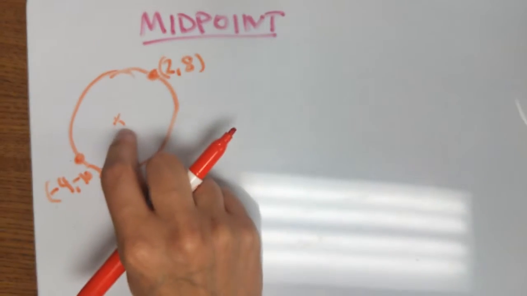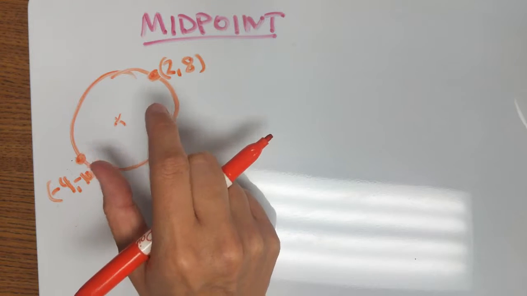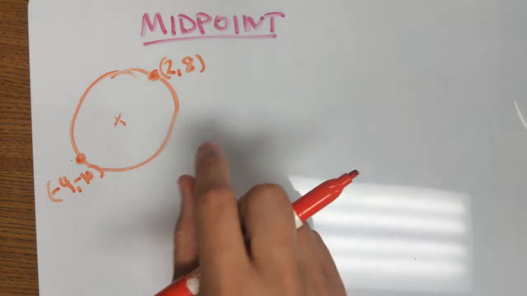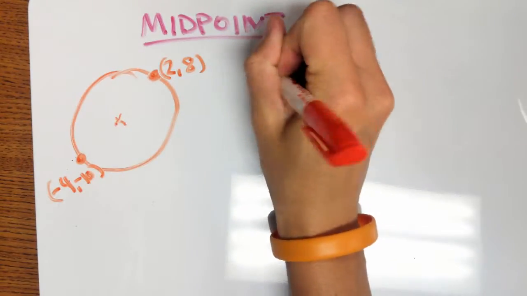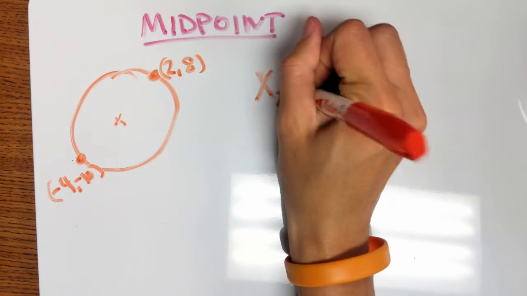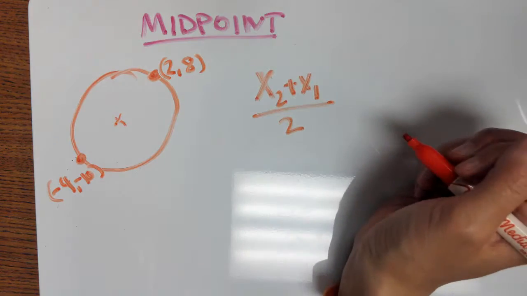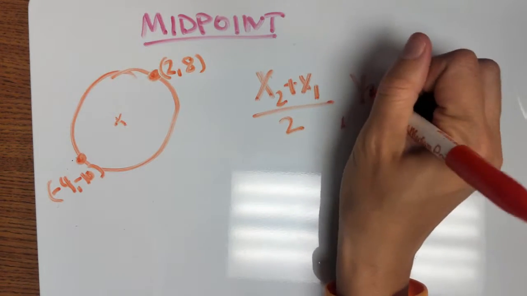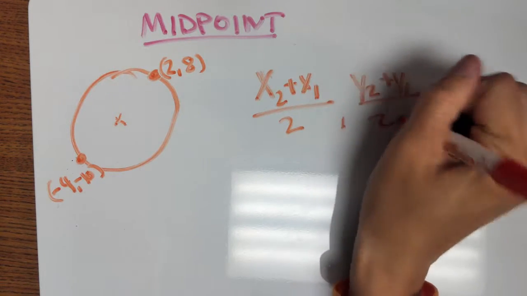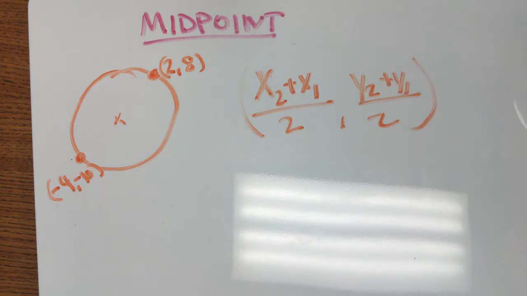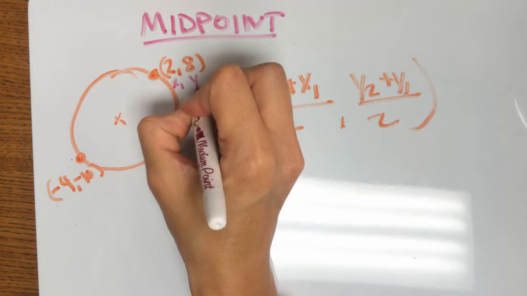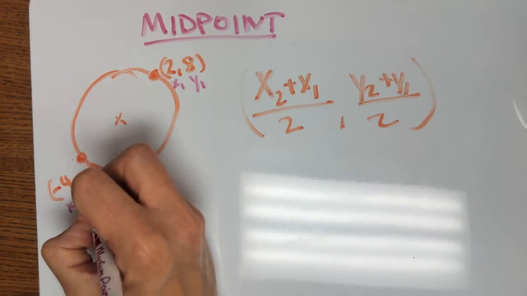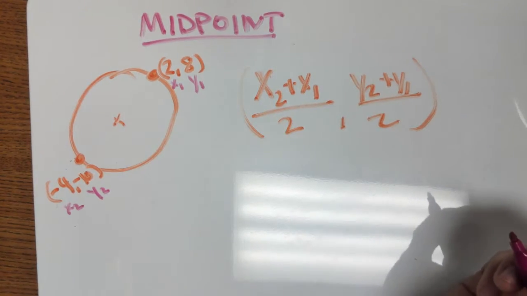The midpoint here would be the average of the x's and the average of the y's. And if you're finding the average of two numbers, you add up your x's, so x2 plus x1, and you divide it by however many. So there's 2. Then you add up your y's and divide it by 2, and that would be the midpoint. So if we go through and label, we've got x1, y1, x2, y2, just like you do with the distance formula, and then plug them in.